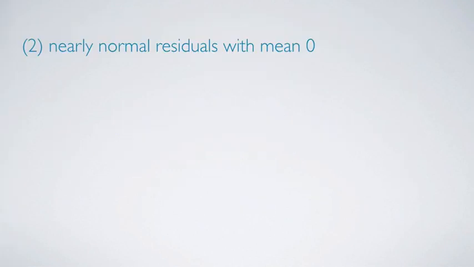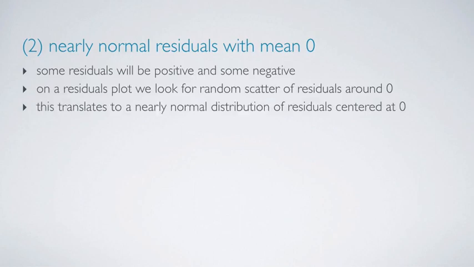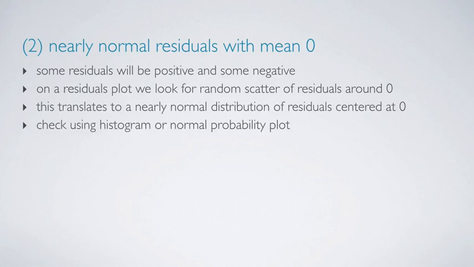The next condition is nearly normal residuals with mean 0. Remember that some residuals will be positive and some are going to be negative. On our residuals plot, we look for a random scatter of residuals around 0. This translates to a nearly normal distribution of residuals centered at 0. And we can check this using a histogram or a normal probability plot.